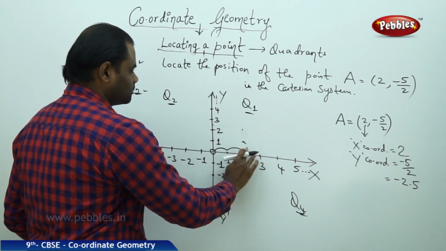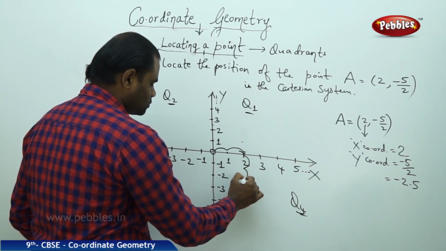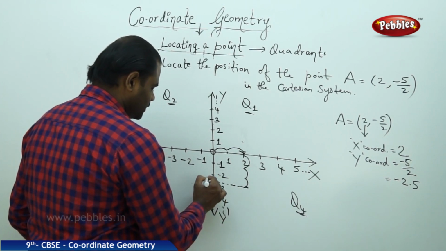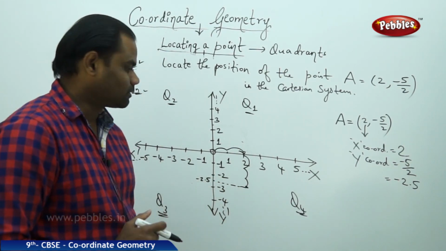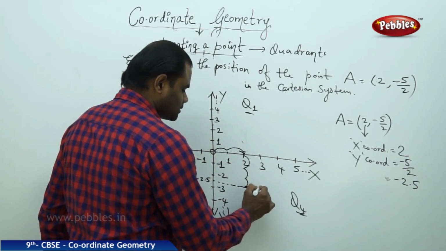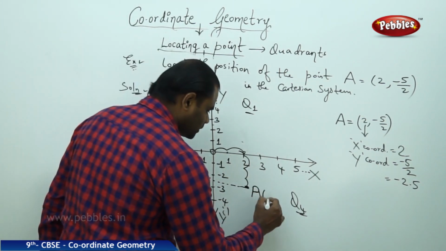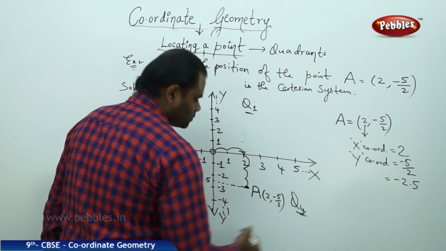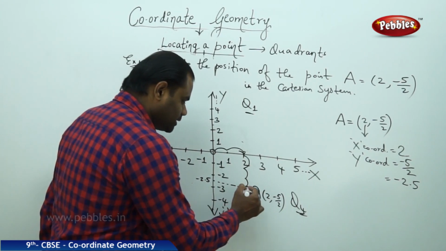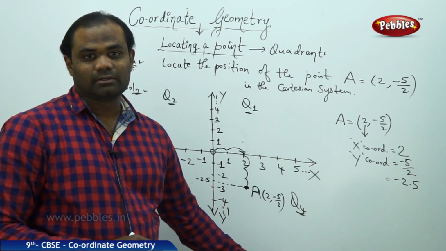Negative 2.5, this would be down. So I have this moving 1, 2, 2.5, exactly at negative 2.5. Therefore, I have my point which is now located here. My point A is out here, which is 2 comma minus 5 by 2, or minus 2.5. So the point A is identified in the Cartesian system to be in the 4th quadrant.